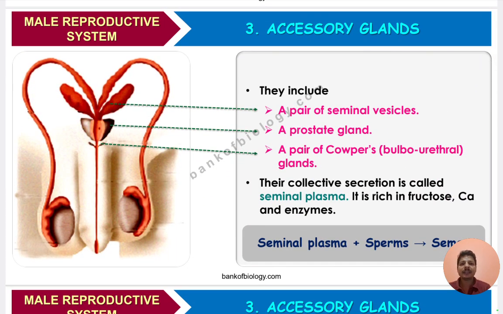Coming to accessory glands, they include a pair of seminal vesicles, a pair of prostate gland, and another one, a pair of bulbourethral gland, also called Cowper's gland. Their collective secretion is called seminal plasma. It is a fluid rich in fructose, calcium and enzymes. Seminal plasma and the sperm together are called semen.